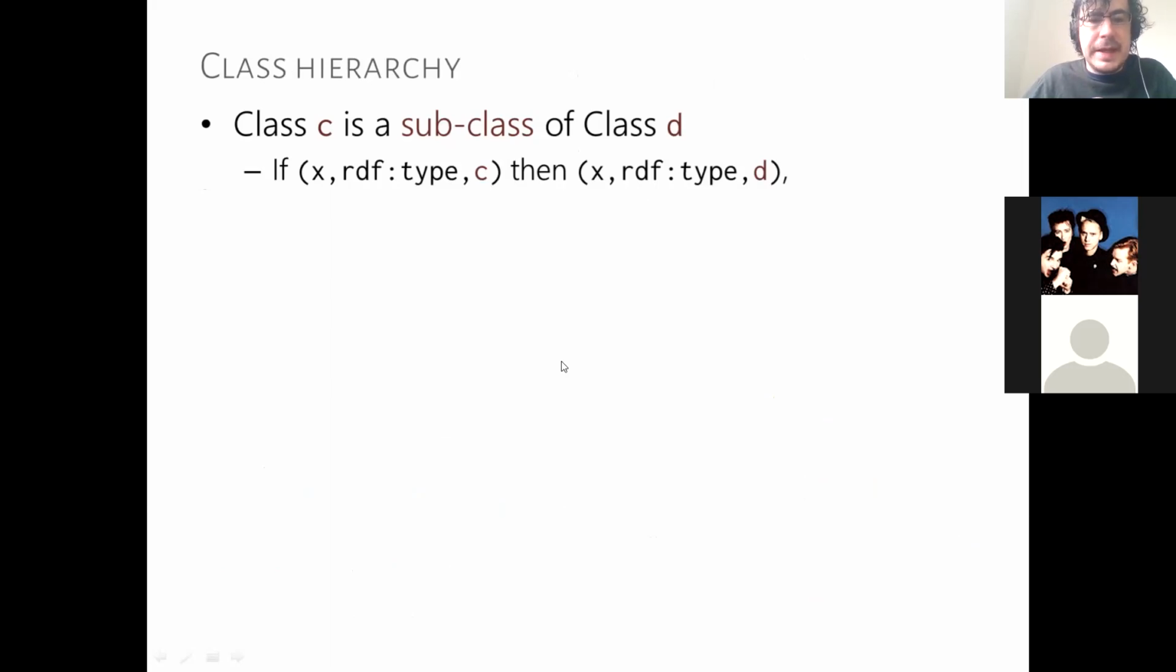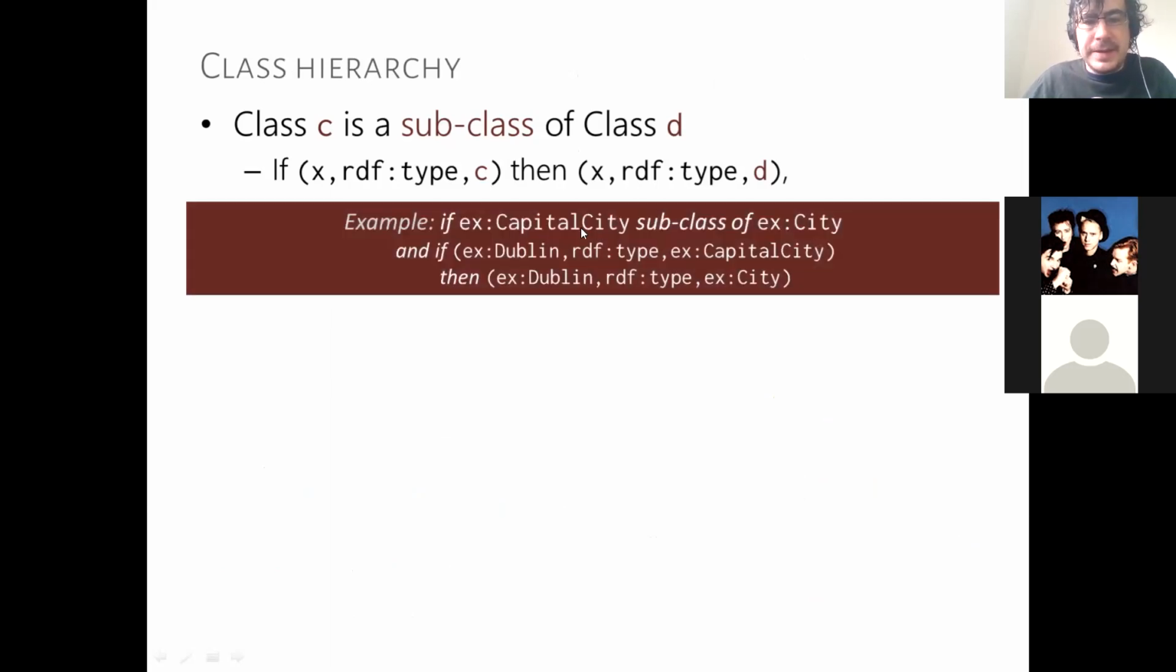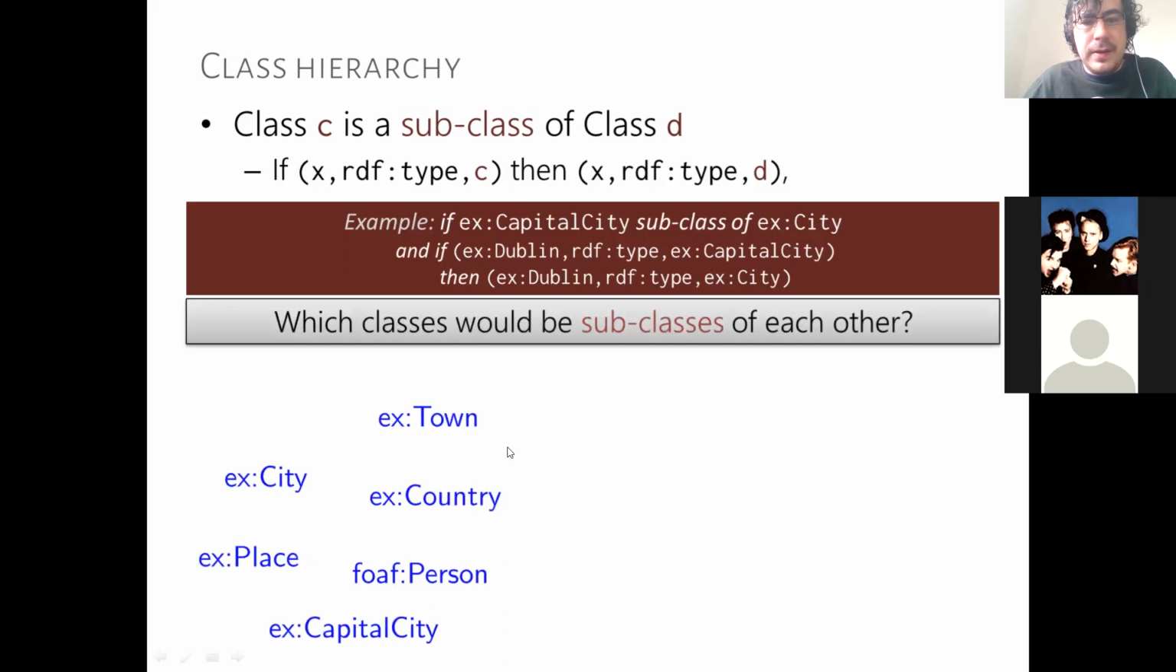Okay? So as an example, if capital city is a subclass of city, and if Dublin is a capital city, so I say A here, I mean RDF type, so Dublin is a capital city, then Dublin is a city. Okay, so this is a relatively intuitive kind of relation, let's say. It's very useful. It's one of the most common things that we're going to define between classes.